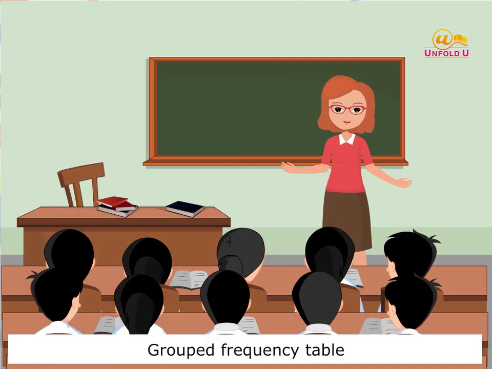When the observations in the data are quite large so that we are unable to find the frequency of a single observation, then we represent the data in a grouped frequency table. We make groups of the observations. These groups are called class intervals. The lower value of the group is called the lower class limit and the higher value is called the upper class limit.